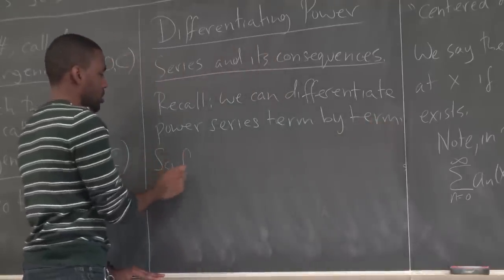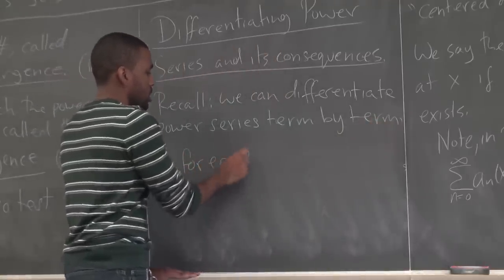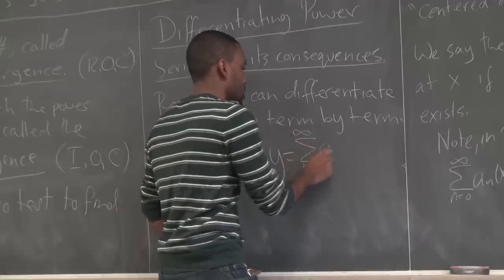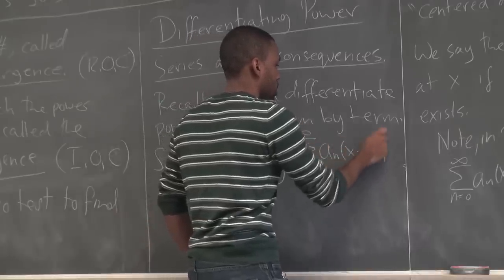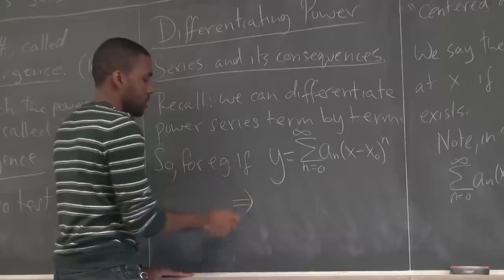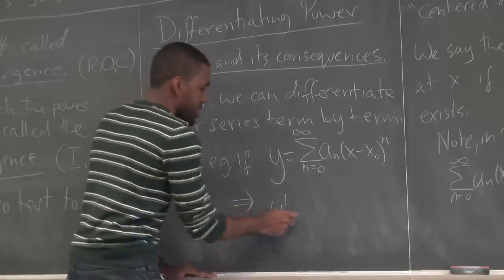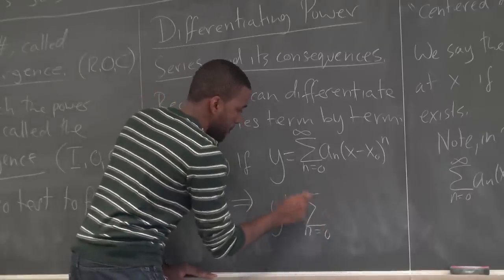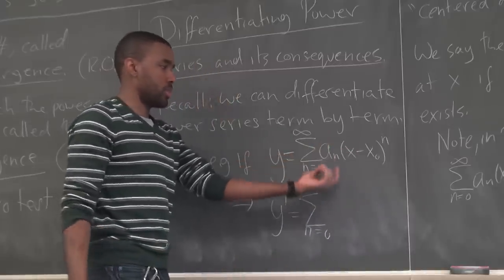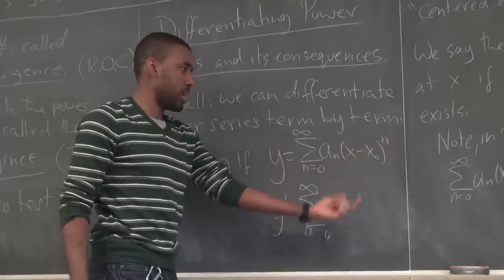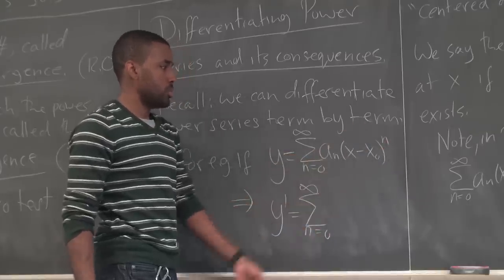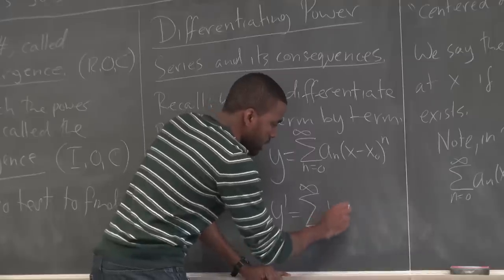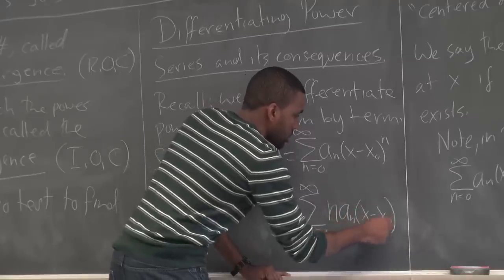So, if I set y equal to some power series, then I should be able to find its derivative, right? And the derivative would be equal to, I just differentiate this as if it were, this is just a constant. I'm differentiating with respect to x, so it's just x minus x naught to the power. You do the chain rule, bring the power down, subtract 1 from the power, multiply by the derivative of the inside, which is 1. You end up with n a n, x minus x naught to the n minus 1.